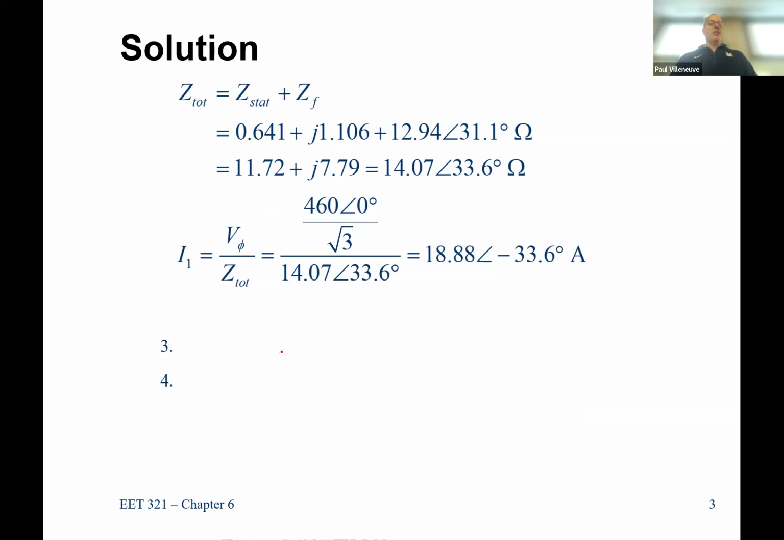Now our current going into the machine is just V divided by Z. It is Ohm's law at this point. So my current going in is 18.9 at an angle of minus 33.6 degrees. That's the current that this particular motor sees.